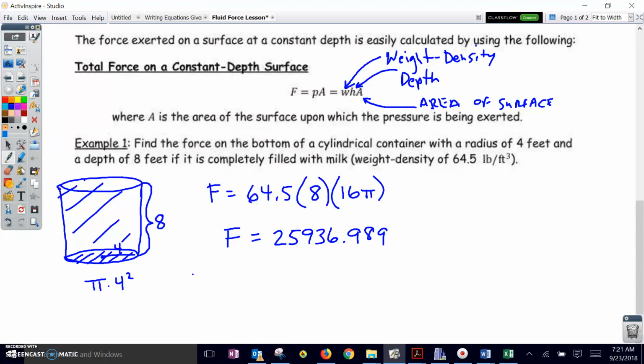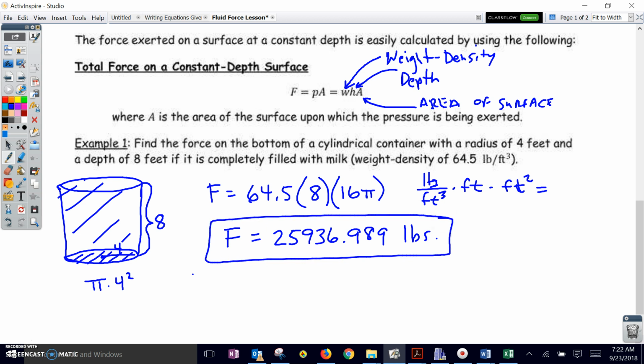realize that the units that we've got, the weight density is in pounds per cubic feet. The depth is measured in feet, and the area of the surface is measured in square feet. And so this works out to our units just being pounds.